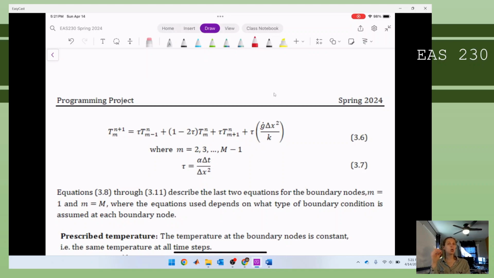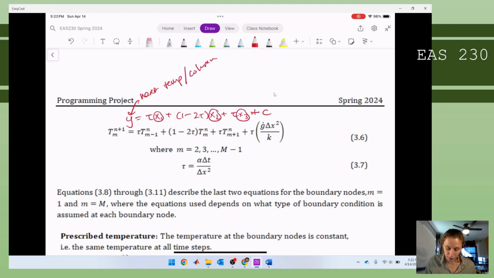If we look at this equation, it looks confusing. But essentially, we can just say it's y equals tau x1 plus (1 minus 2 tau) x2 plus tau x3 plus some constant c. That's essentially what this equation boils down to. It just so happens that y is my next temperature, here in the column over. And x1, x2, and x3 are my temperatures in the previous column.